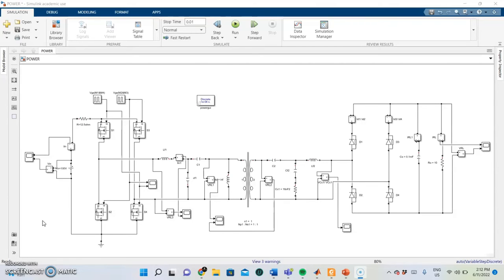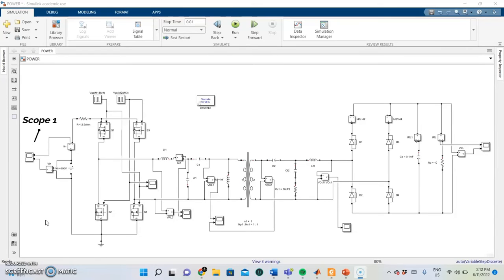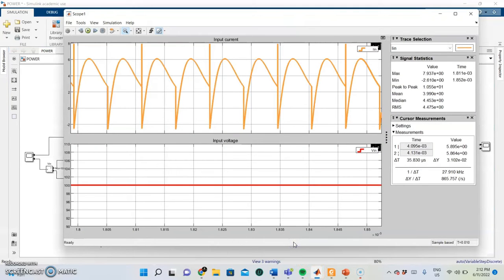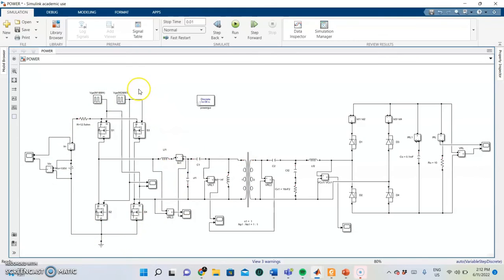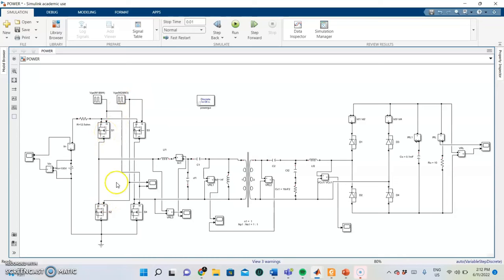The supply that we use here is a 100-watt battery with 8 ampere current, based on the specifications given here. From scope 1, we get to observe the waveform of the input voltage and current, which are 100 watt and 5.981 ampere respectively. As we can see here, this one is known as the inverter or the DC source. It has a full bridge which is formed by 4 power MOSFETs, namely S1, S2, S3, and S4. On the other hand, LF1, CF1, and C1 constitute the LCC compensation network.